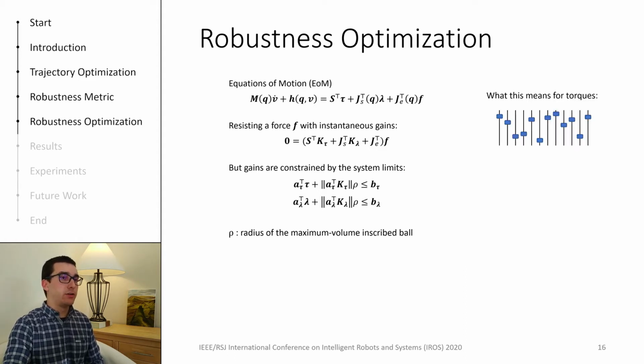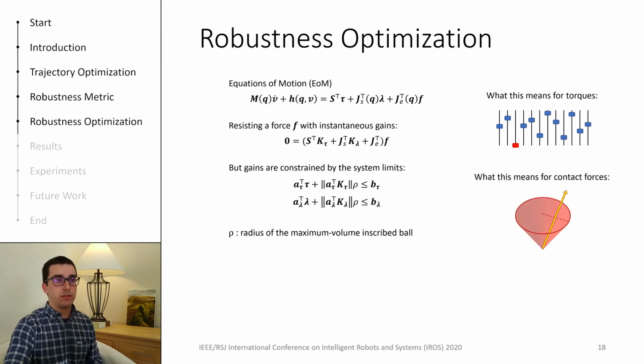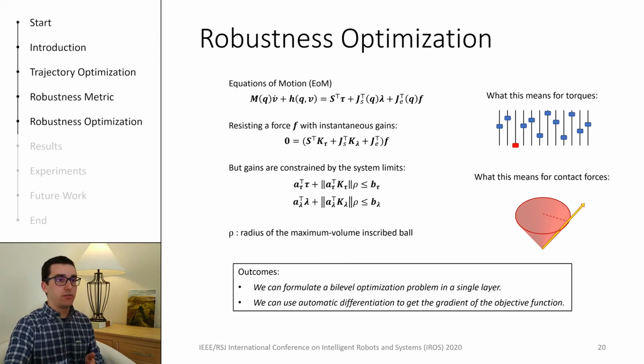Imagine that these sliders are the torques commanded to the robot at a specific point in time during a trajectory. For a given force direction, the matrix K tau helps us find the maximum force magnitude we can resist in that direction without exceeding any of the torque limits, changing the torques from this to this. Similarly, consider this friction cone and the contact force inside it. The matrix K lambda helps us find how much force we can resist in a specific direction without exceeding the boundaries of friction.